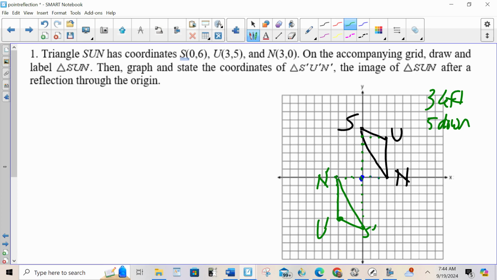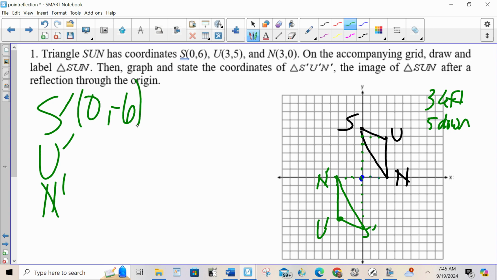So you're basically just counting in two directions. I know for S and N we happen to just count in one because it was lined up with the origin, but you're counting in two directions. It does say to state the coordinates. S prime, U prime, N prime. S prime is 0, -6. U prime is -3, -5. N prime is -3, 0.